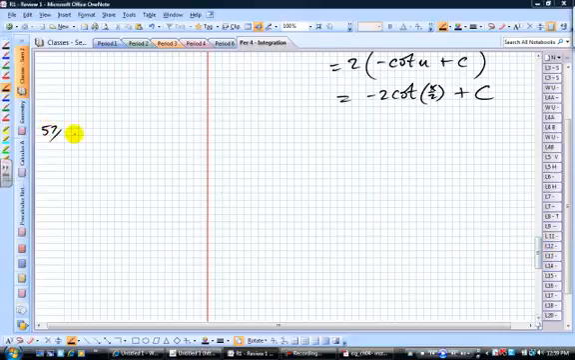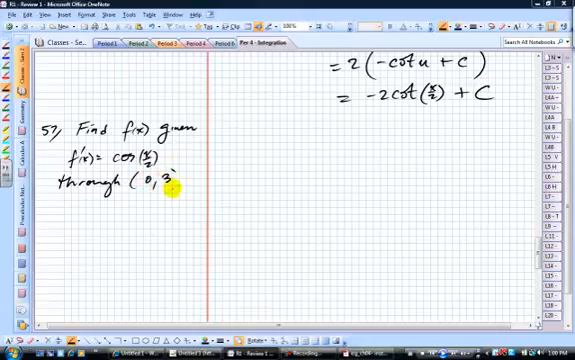Number 57, we want to find an equation, so find f here. Find the original f of x, given f prime is equal to cosine of x divided by 2, and it runs through the point (0, 3). Okay, that's your initial condition. So we have to solve this differential equation, so we want to integrate both sides. Okay, so let's do that.